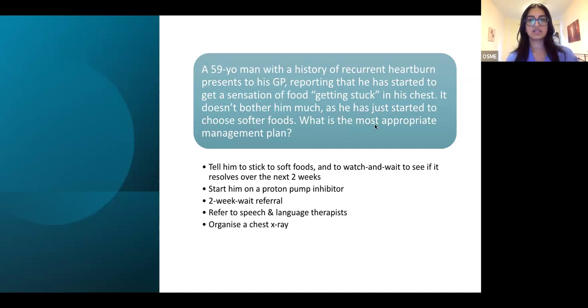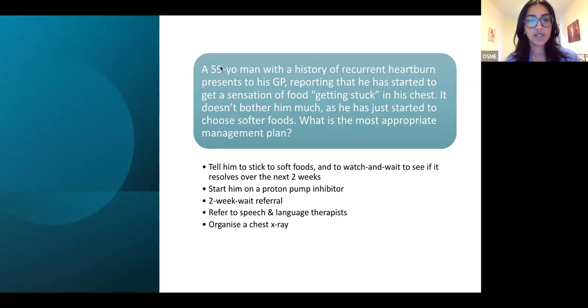So with this case, it's a bit tricky because some people might just say, tell him to stick to soft foods, take a kind of wait and watch approach. So see if it gets better, and if it doesn't come back, good safety netting. But that wouldn't be appropriate in this scenario due to 2 factors.